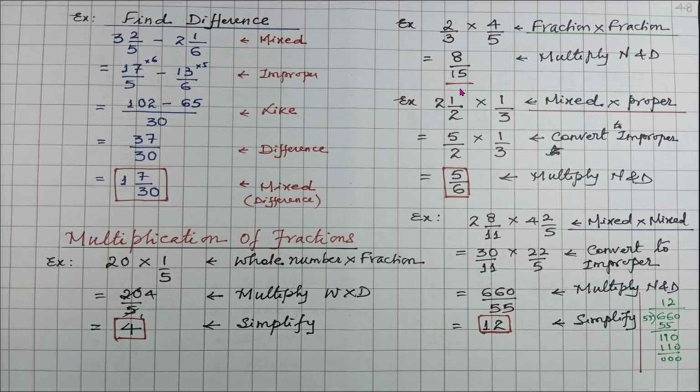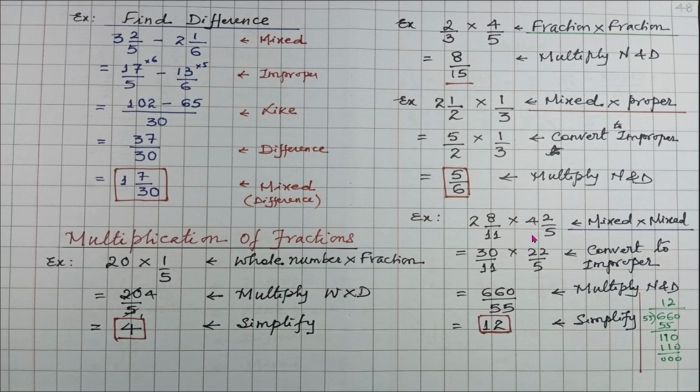Let us take one mixed fraction and a proper fraction. Mixed fraction, first of all, make it improper. 2 into 2 is 4, 4 plus 1 is 5, 5 by 2, and 1 upon 3. Multiply the numerators, 5 into 1 is 5, 3 into 2 is 6. So 5 by 6 is the multiplication of a mixed fraction and a proper fraction.